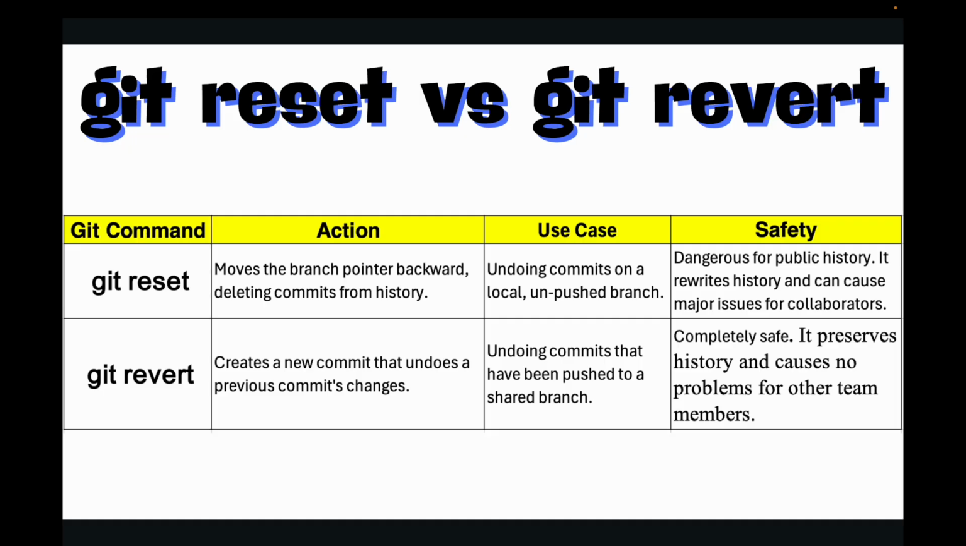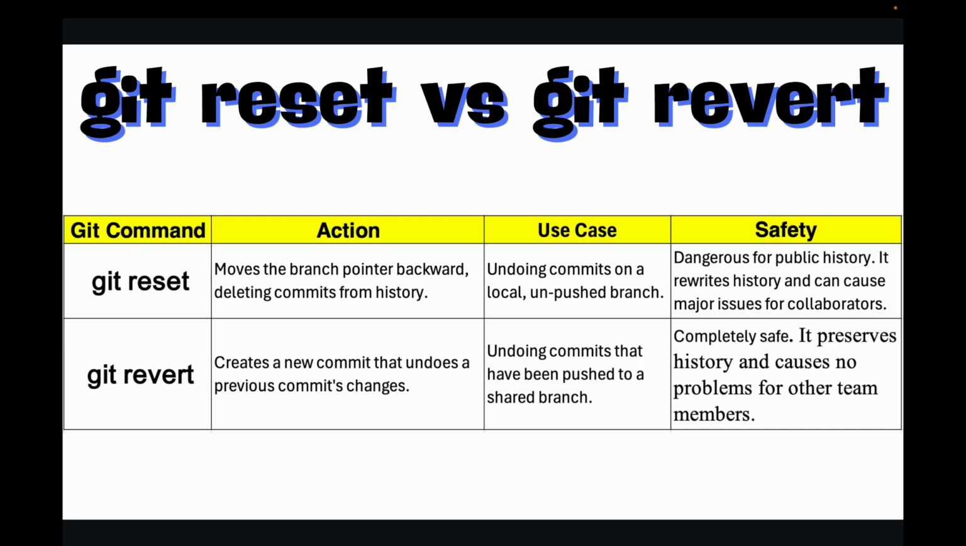Git revert, on the other hand, creates a new commit that undoes a previous commit's changes. So it will create a commit saying, hey, you are reverting the changes. So the use case is when you want to undo commits that have been pushed to a shared branch. This is completely safe. It preserves history and causes no problems for other team members.